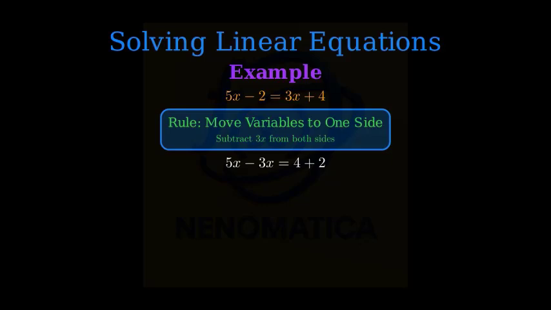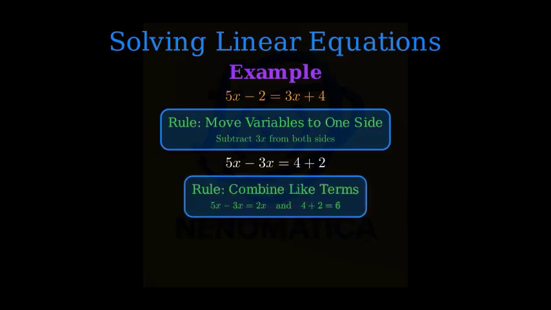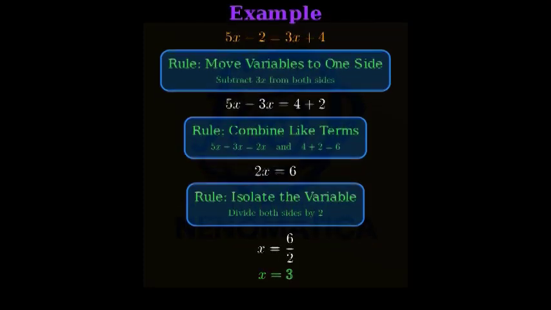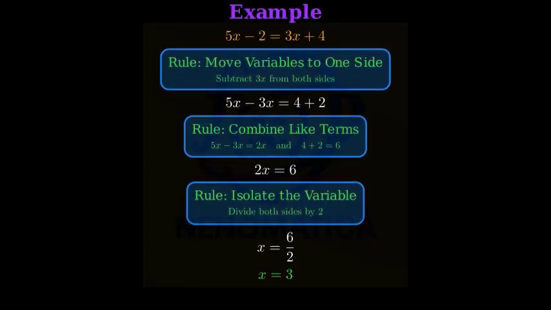Next, we'll combine like terms on each side of the equation. On the left side, 5x minus 3x equals 2x. On the right side, 4 plus 2 equals 6. So our equation becomes 2x equals 6. Finally, we need to isolate the variable x by dividing both sides by the coefficient of x. We divide both sides by 2 to get x equals 6 divided by 2, which simplifies to x equals 3.